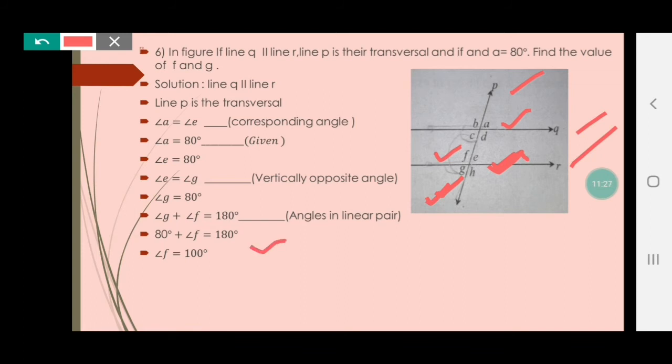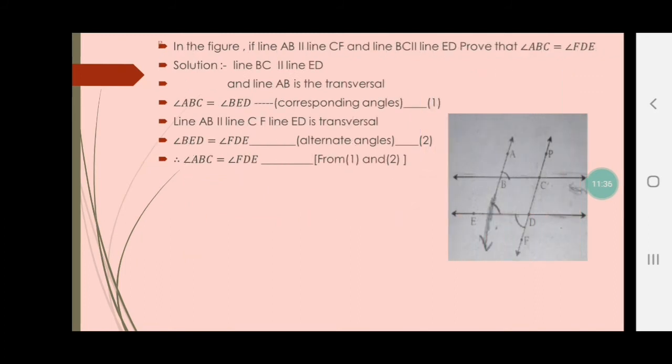So 80 plus f is equal to 180 degrees. So what will be my measure of f? It is equal to 100 degrees. Next one. Now here we have to prove. What is given to us? The given part is, in the figure, if line AB is parallel to CF and line BC is parallel to ED, prove that angle ABC is equal to angle FDE.